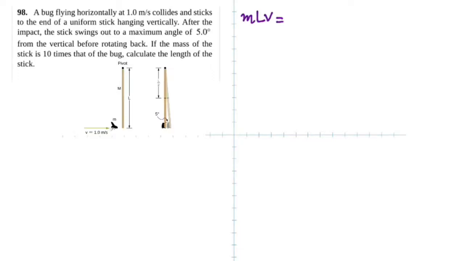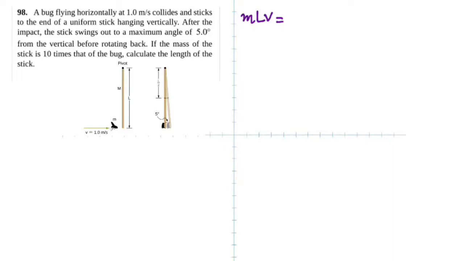Here is another question. A bug flying horizontally at 1 meter per second collides and sticks to the end of a uniform stick hanging vertically. So the bug comes and hits the stick, which is hanging vertically here about a pivot. And as soon as the bug hits it, it makes the stick swing to a maximum angle of 5 degrees from the vertical before it rotates back. And the mass of the stick is 10 times that of the bug. Calculate the length of the stick.